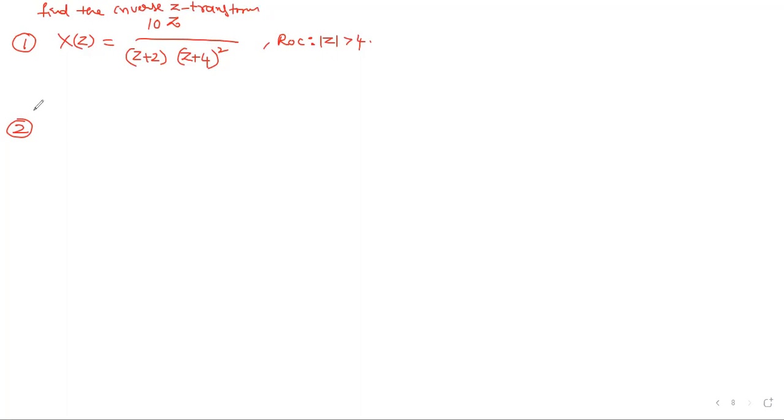One more question. X of z is equal to 4 divided by z minus 5. ROC is mod z less than 5. Now you try to simplify this problem.